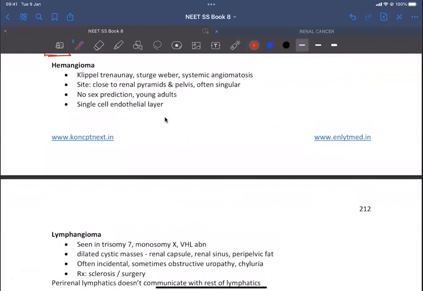Hemangiomas are like any other hemangioma anywhere. You can remember the location: close to the renal pyramids and the pelvis.